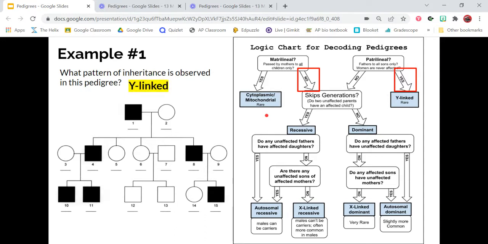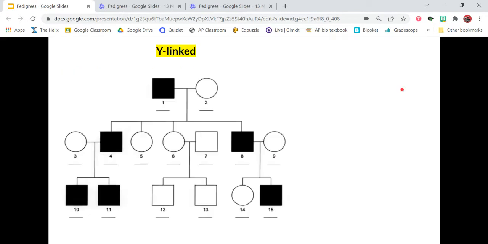You're not likely to see a Y-linked form of inheritance. But these first 2, matrilineal and patrilineal, are both very, very rare options. The easiest way to check is if it's in all males, period, it's probably patrilineal. If it's mothers going to all of their children, that's probably going to be matrilineal, meaning it's going to be mitochondrial.